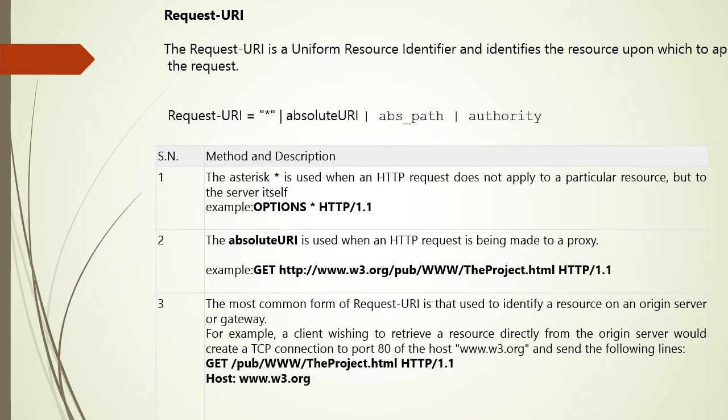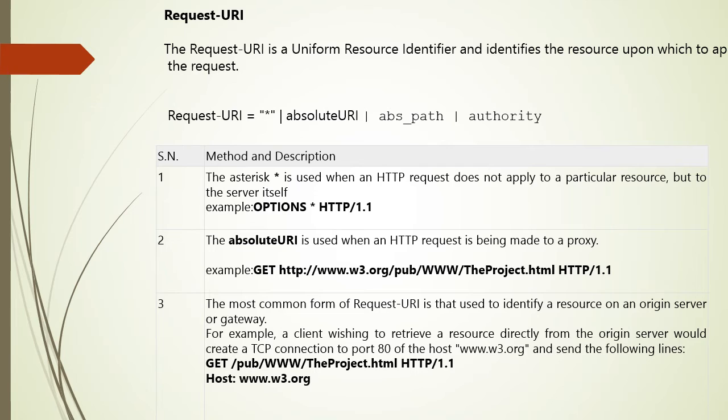Consider now what the request URI is. It is a Uniform Resource Identifier and identifies the resource upon which to apply the request. Following are the most commonly used forms to specify the URI. For example, Request-URI = "*" | absoluteURI | abs_path | authority.